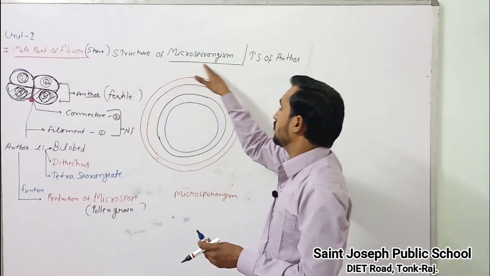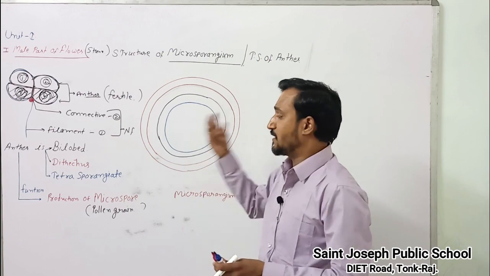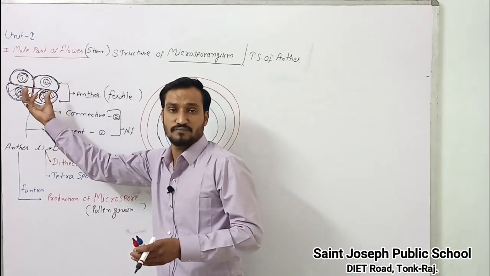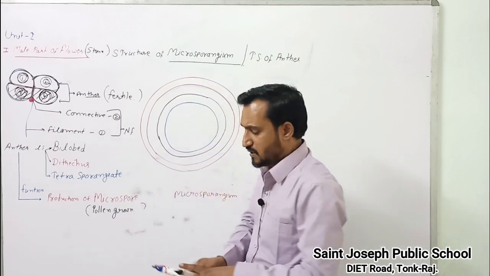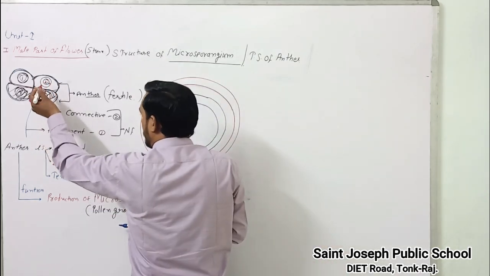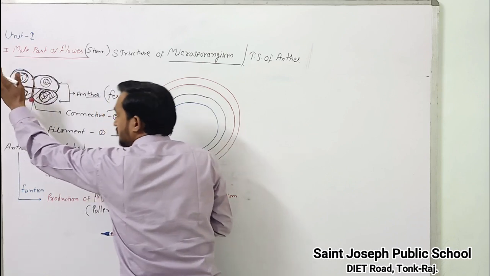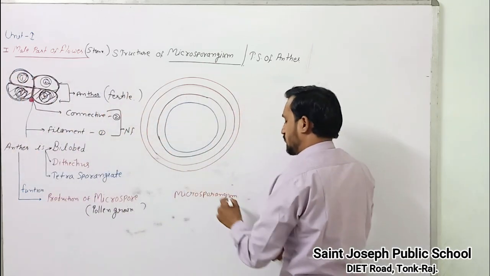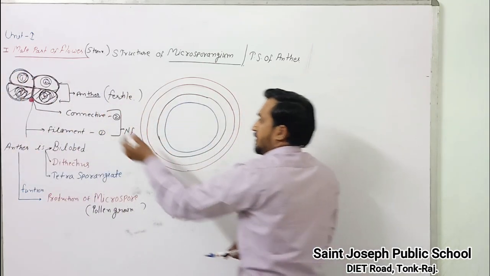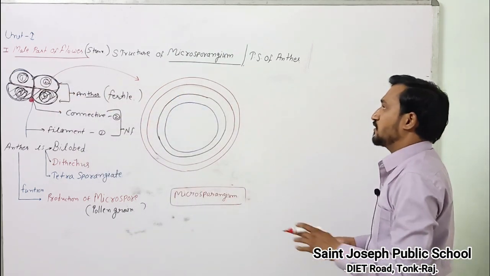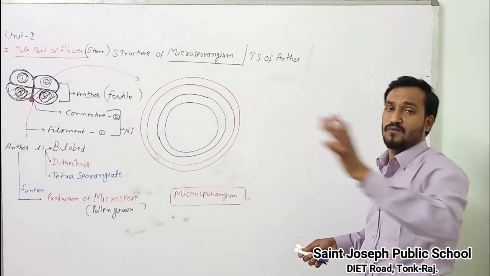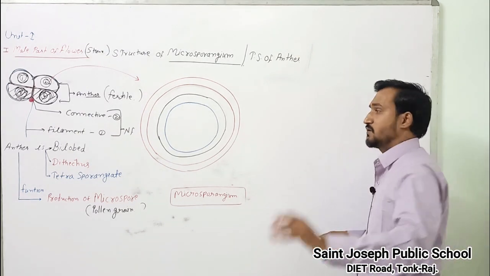Now we are going further. Structure of microsporangium. What is microsporangium? Microsporangium is the unit of anther which produces pollen grains. There are 4 microsporangia. They are situated inside the anther. We have to make a transverse section to study the microsporangium. The detailed structure of microsporangium is here now. Microsporangium is surrounded by 4 wall layers. How many wall layers? 4.